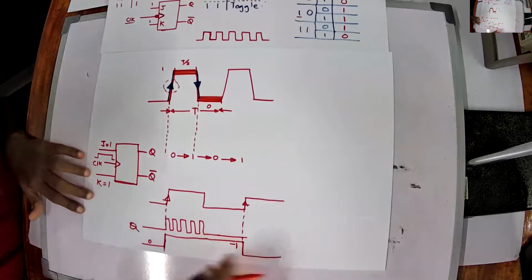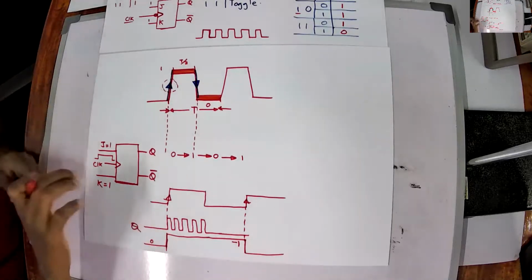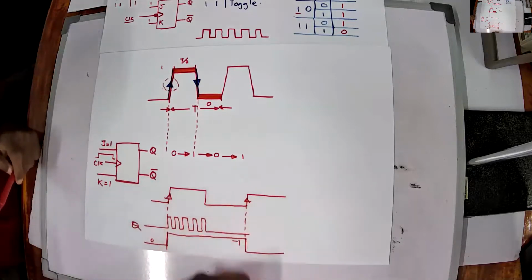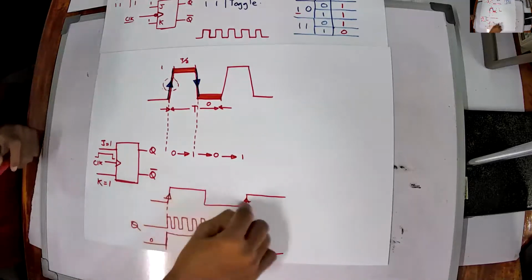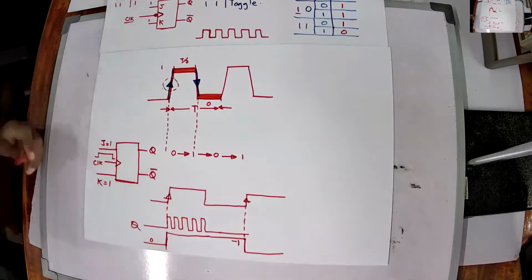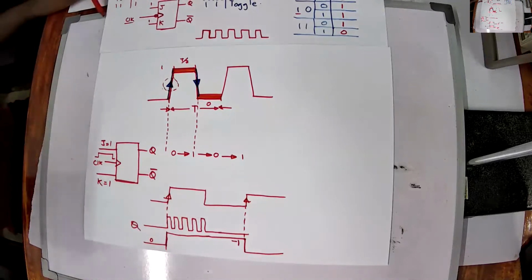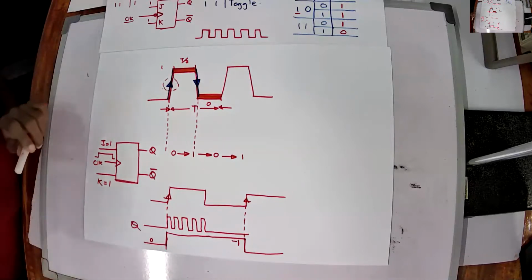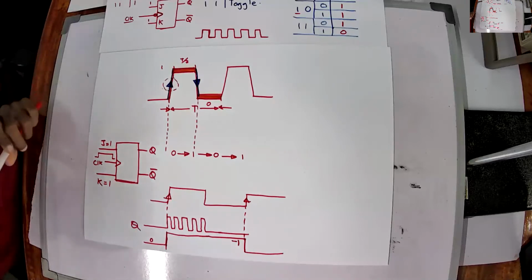So this will be used a lot in your counters. This application, or the changing of states during the edges, can be used in counters. So that's all about JK flip-flops, and we can see about counters in our next class.